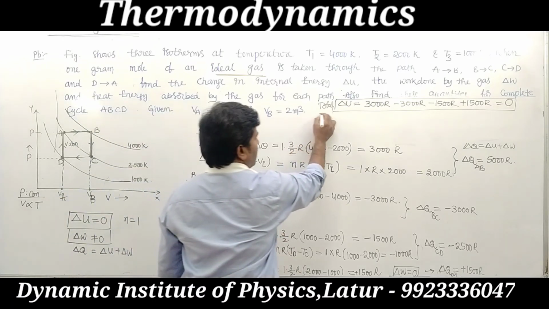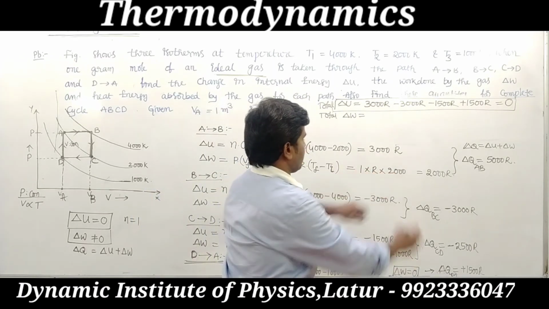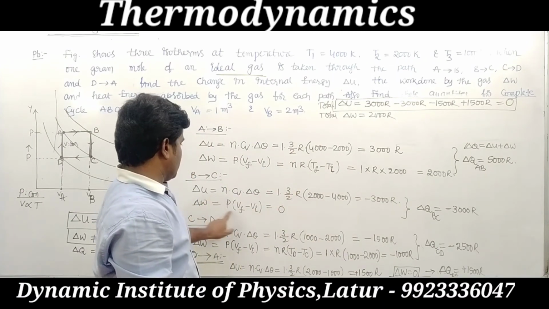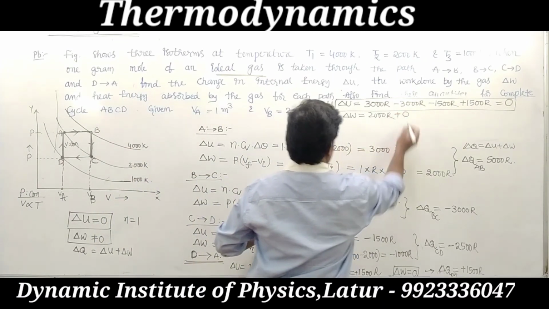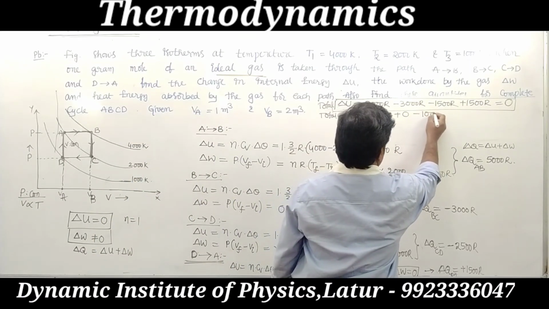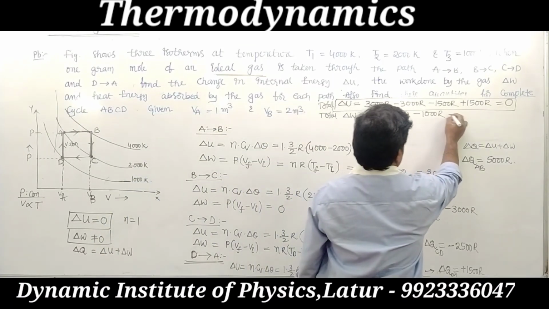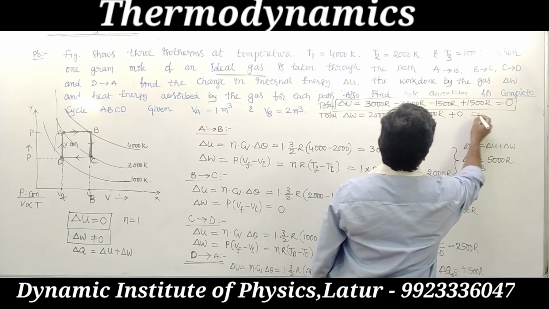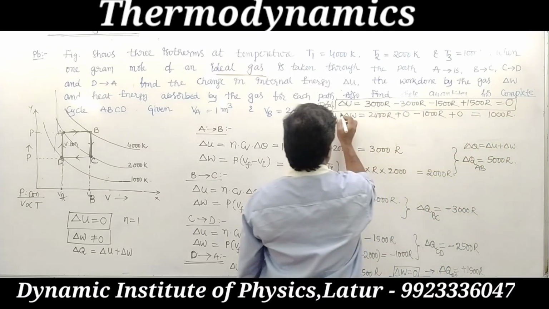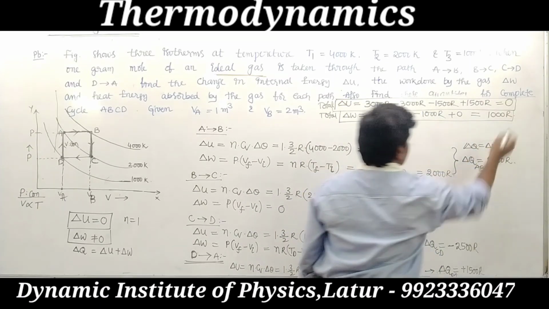But what about the total work done in this cyclic process? The work done for A to B is 2000 R. For B to C, the work done becomes 0. For C to D, the work done becomes minus 1000 R. For the last condition, D to A, the work done becomes 0. So the total work done equals 2000 minus 1000, this is 1000 R. This is the total work done value.